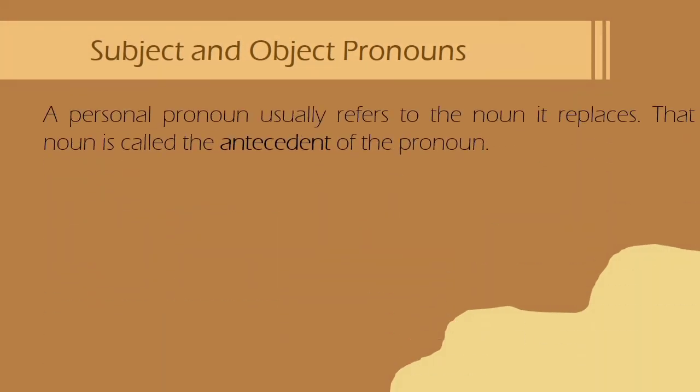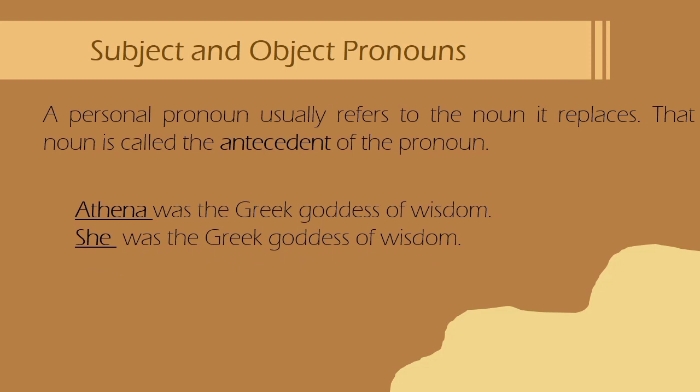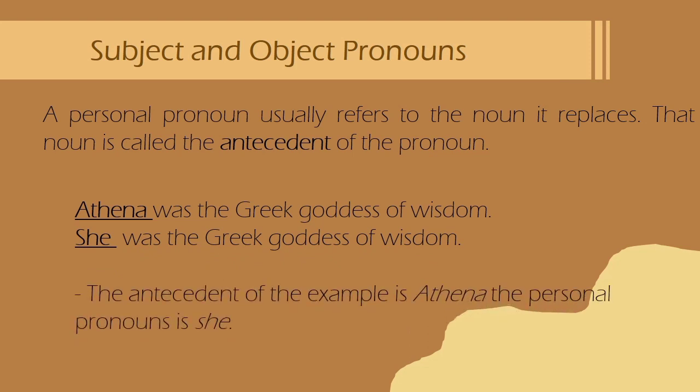A personal pronoun usually refers to the noun it replaces. That noun is called the antecedent of the pronoun. For example, Athena was the Greek goddess of wisdom. We replace Athena with the subject pronoun she. She was the Greek goddess of wisdom. The antecedent of the given example is Athena, and the personal pronoun that we use to replace Athena is she.